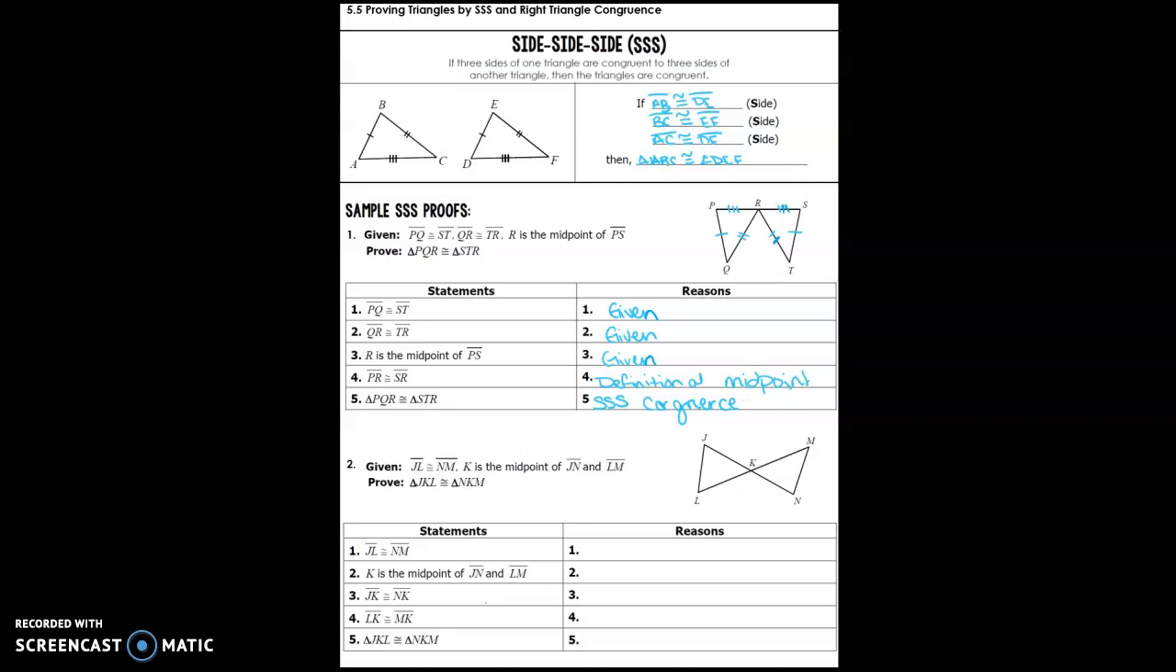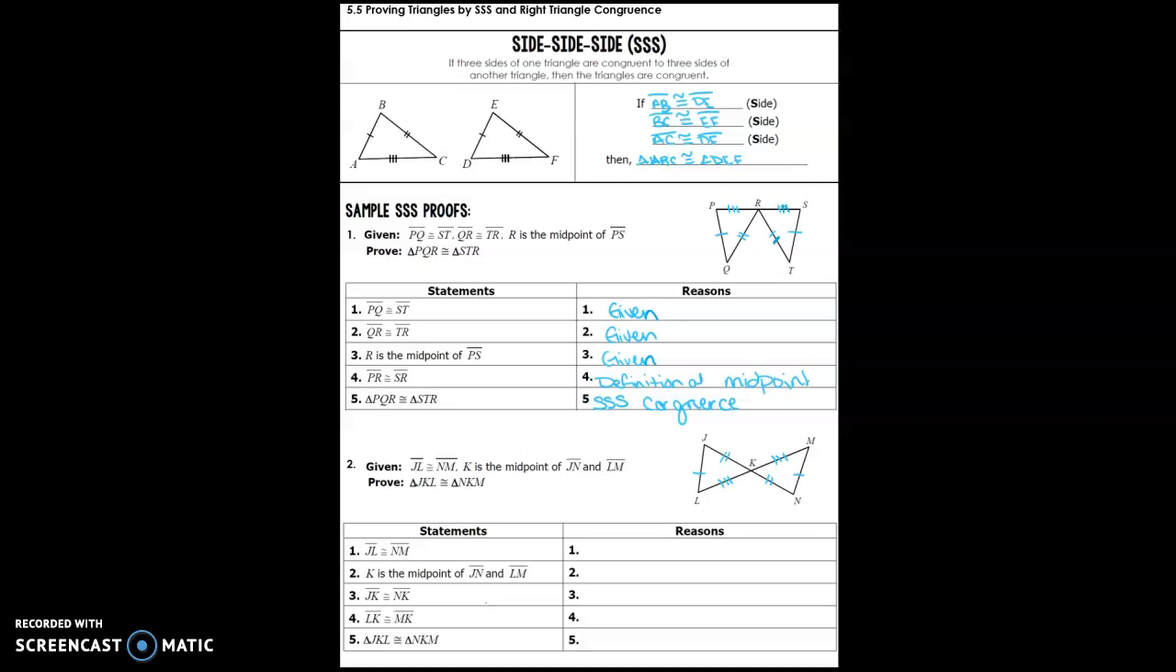What I want you to do is go ahead and try to start this next one on your own. Pause the video, mark it on the triangle that you've written down on your piece of paper, and see if you can come up with your proof. Alright, so hopefully you paused the video and tried this one on your own. JL is congruent to NM, so I'm going to mark that on my triangle here. And K is the midpoint of JN and LM, so all of those are congruent here. We already kind of know that these two triangles are congruent because all of their sides are congruent, but we need to prove it.